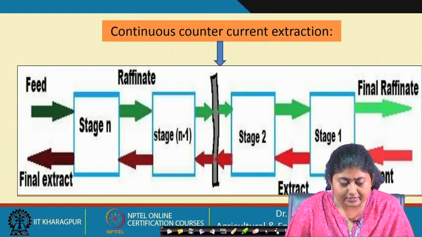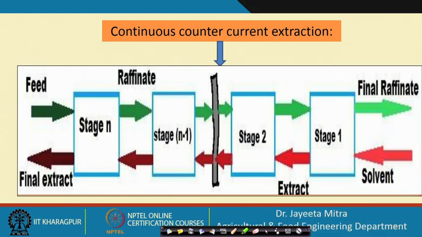The last thing is continuous counter current extraction. In that there are many stages, say stage 1 to stage n, and flow takes place in a counter current fashion. The feed enters from one side and leaves as raffinate, and the solvent enters from the other side and leaves as the final extract. So, this is a continuous and counter current system. As we move from stage 1 to stage n minus 1 and so on, solute is extracted from the feed and gets added to the extract, or to the solvent. The extract of the first stage enters stage 2, and this process continues.